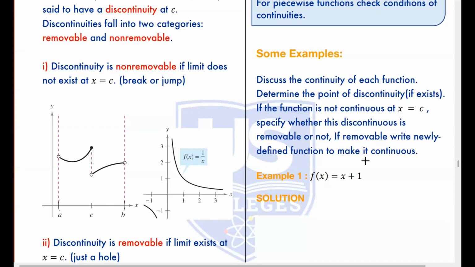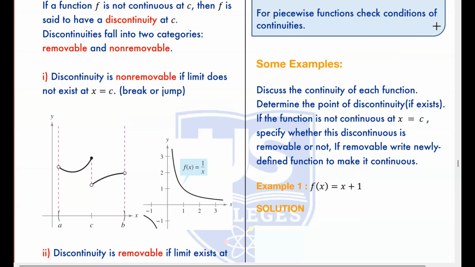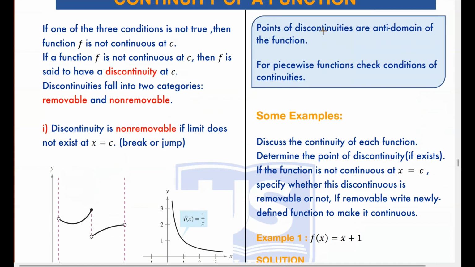Before we begin, you need to know how to find points of discontinuity. For piecewise functions, we check the conditions of continuity: the function being defined, the limit existing, and the value of the function equaling the value of the limit. Those three conditions should be checked for piecewise functions. For the others, we are just going to check the anti-domain. The anti-domains will be the points of discontinuity.